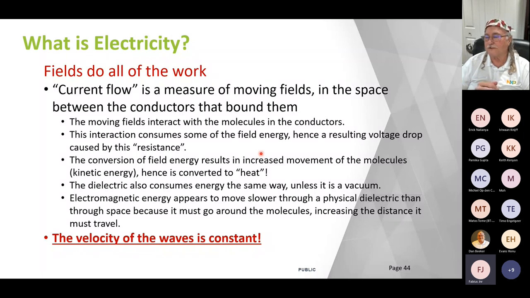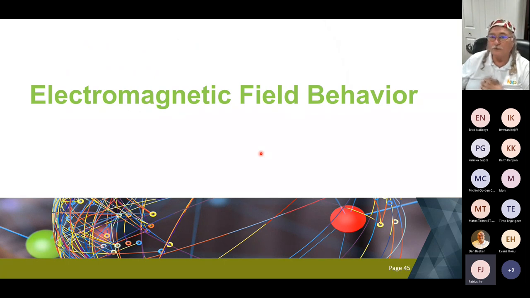So electromagnetic energy travels in space at the speed of light, because light is electromagnetic field energy. Once you get into the atmosphere, it slows down its effective velocity because it can't go through the molecules in the air. It has to go around them. So to go from point A to point B takes longer because the travel is around all the molecules in that space. When you get to a printed circuit board, the molecular density, again, is much higher. So it's still traveling at the speed of light, but it has to go around even more molecules. So it takes longer to go from one place to the other. But again, the velocity of the waves themselves is constant. It's always the speed of light. So fields have a very predictable behavior based on some of the concepts we've just discussed.